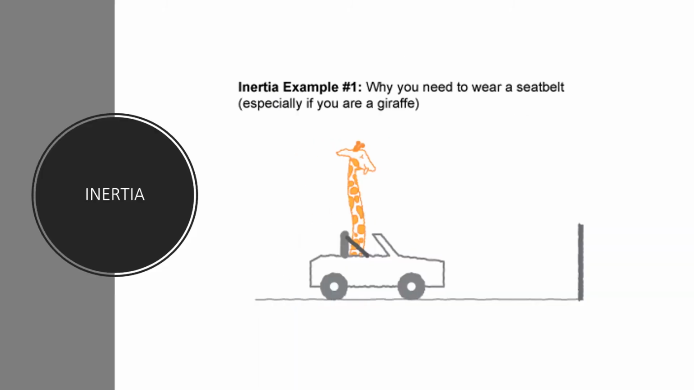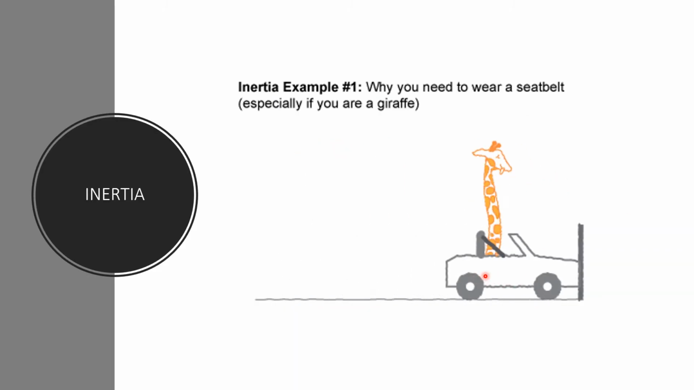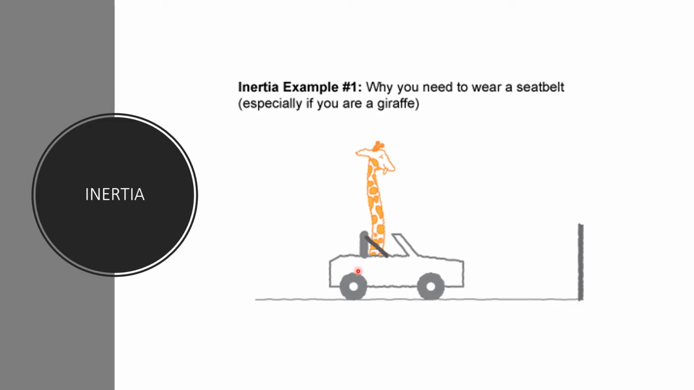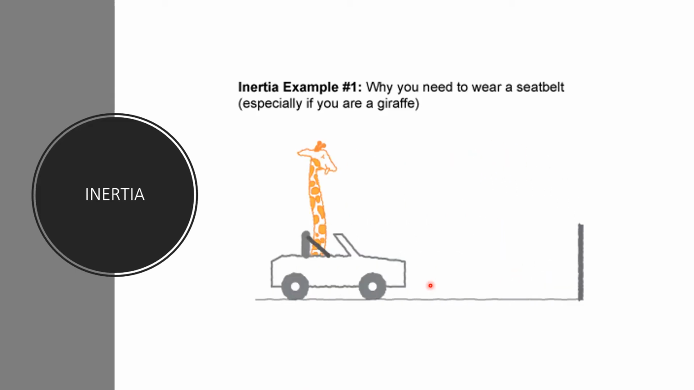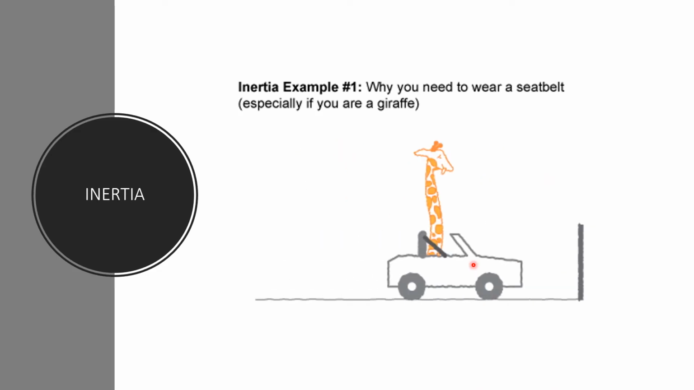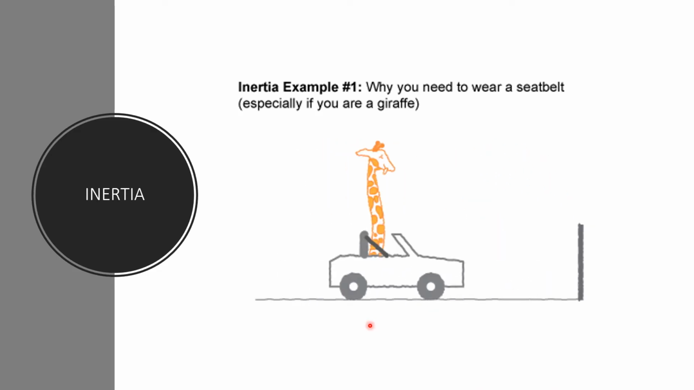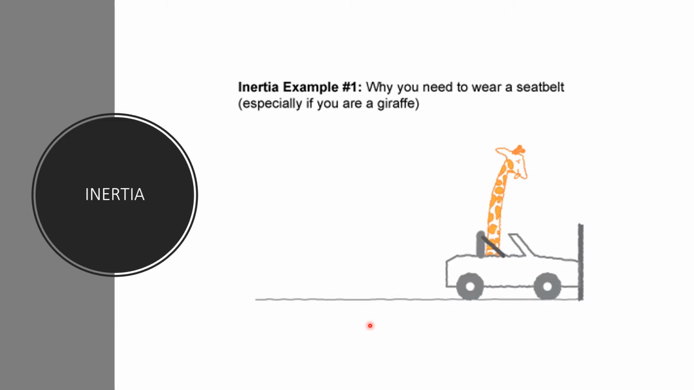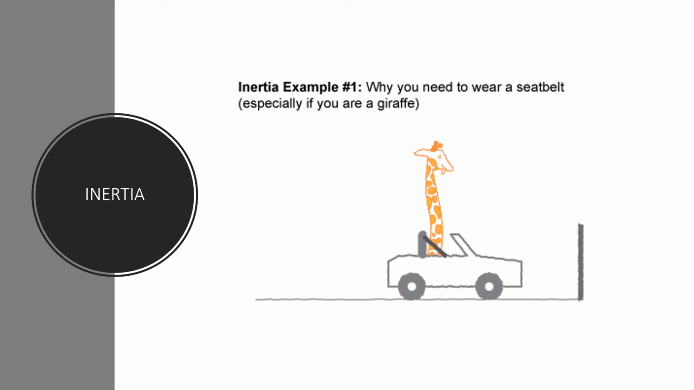I hope you understand. Okay, another example of why we need a seatbelt, which I already mentioned, especially if you are a giraffe, your neck will break. But even if you are not a giraffe, it is necessary to wear a seatbelt because of the first law: a body that is in motion will remain in motion. Likewise, when you ride a bus, for example at the terminal, and it suddenly moves, you will be thrown backward, because from rest, your body still wants to remain at rest. Because we have the property we call inertia.